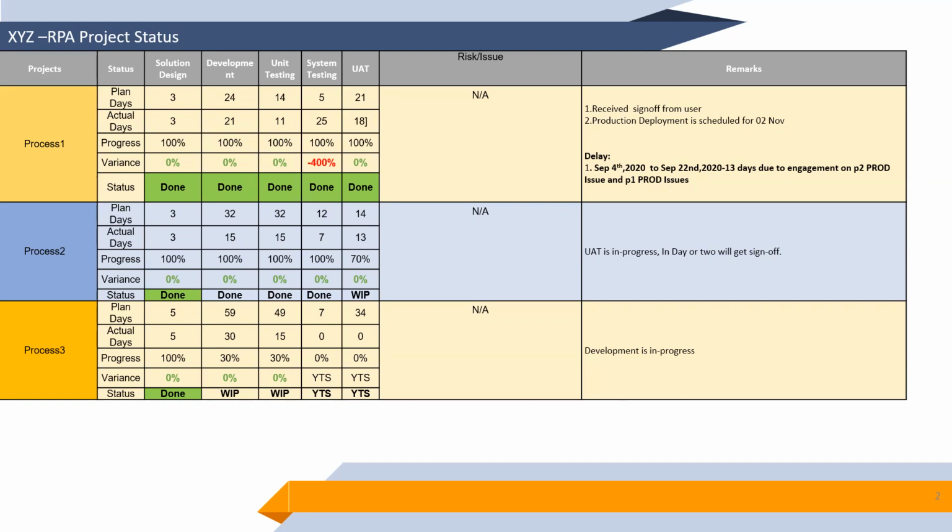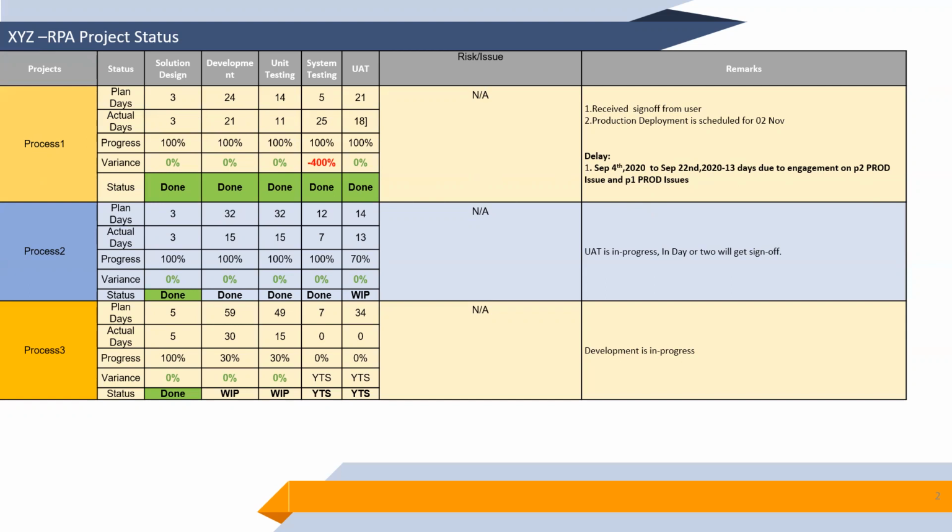Then next, you can see one column is risk or issue. If there is any risk, you can mention that risk or issue, and the remarks. During the project, if the project got delayed, you can mention the reason for the delay, and here I mentioned the delay of the project. This way you can mention it. So this template you can use to show the project status to the higher management.